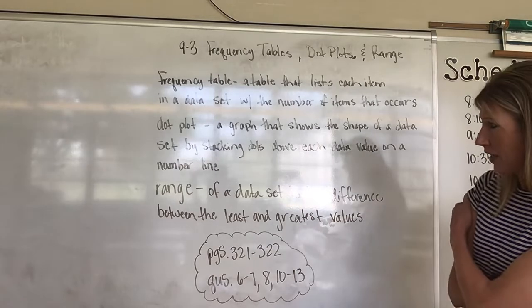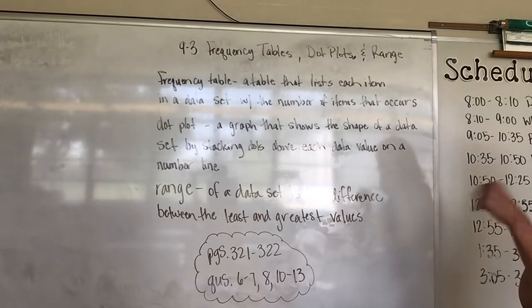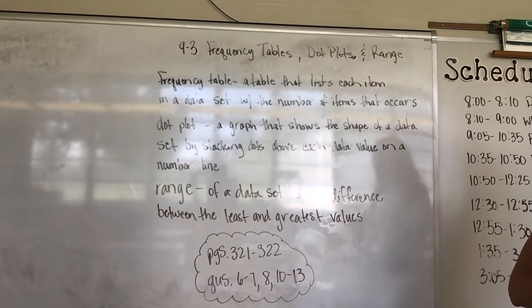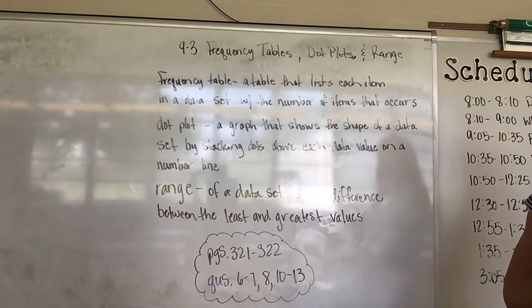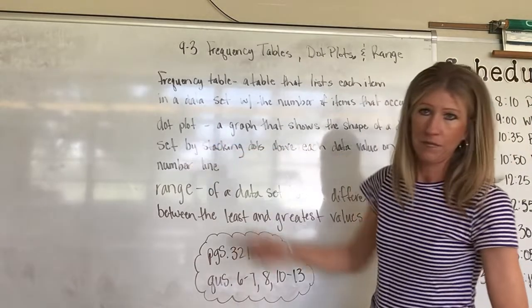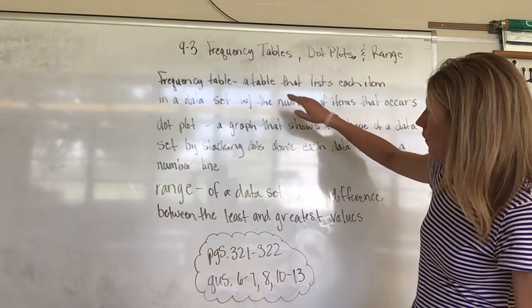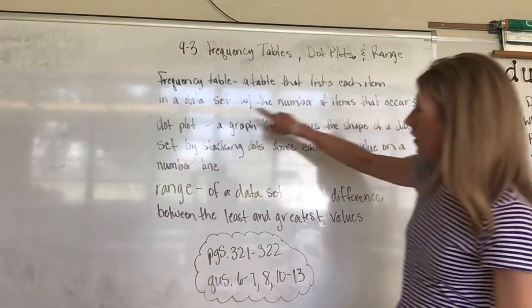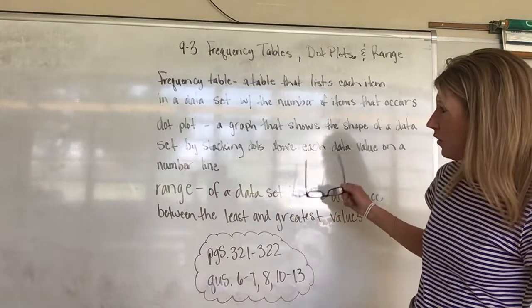Okay, the other thing is a dot plot. It's another way to analyze data and to make it look a little more simplified. And that is a graph that shows the shape of data by stacking dots above each item. So we're going to see dots in a dot plot. That makes sense, right? I mean, we're going to see the tally marks in a frequency table. Okay, so these are the 2 things we're going to look at.